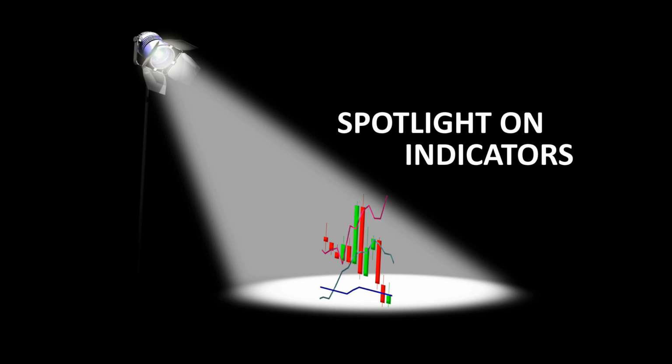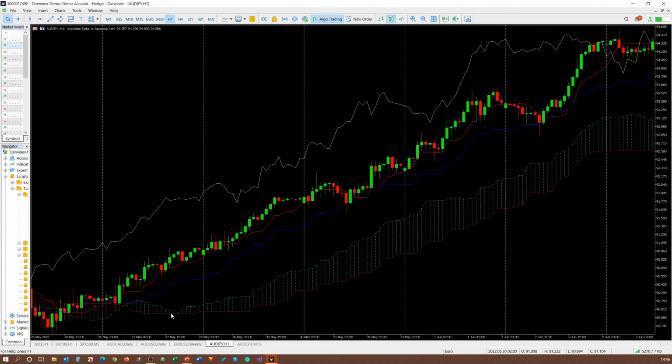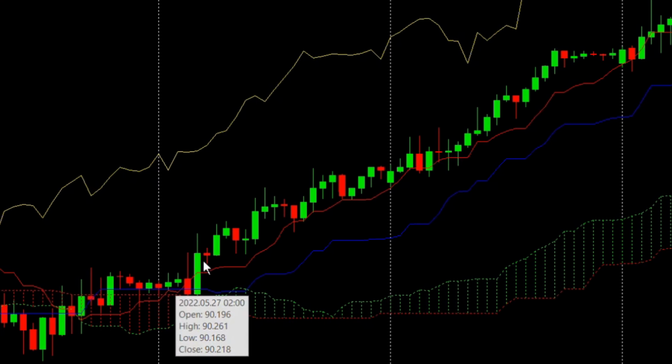The first of those is when price passes through and then over the Ichimoku Cloud. And we can see an event like that occur on the left hand side of the chart here, where price has come from below the Kumo. It's then gone through the Kumo and broken out the other side. Now the theory goes that when price does this, providing the other components of Ichimoku also agree, this could be the beginning of a medium to long-term trend.